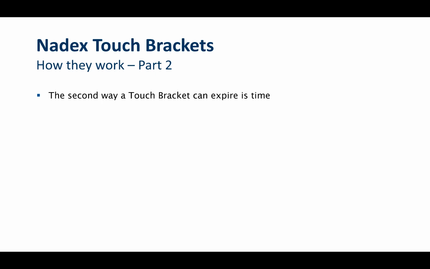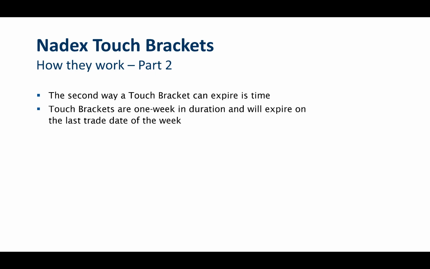The second way a touch bracket can expire is by time. The final value of a touch bracket is going to be determined by the final settlement value at expiration. All touch brackets are 1 week in duration and will expire on the last trade date of the week. Typically, this is going to be a Friday. However, in the event of a holiday, the last trade date may be earlier than this. Keep in mind, all touch brackets will expire on Friday or the last trade date of the week, provided they have not been touched out previously.